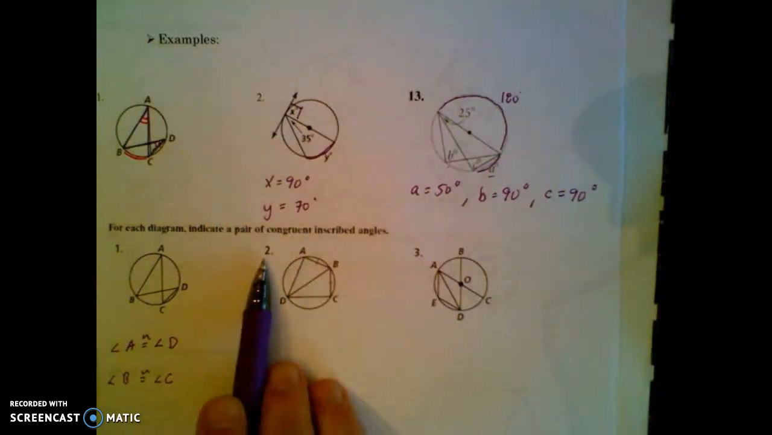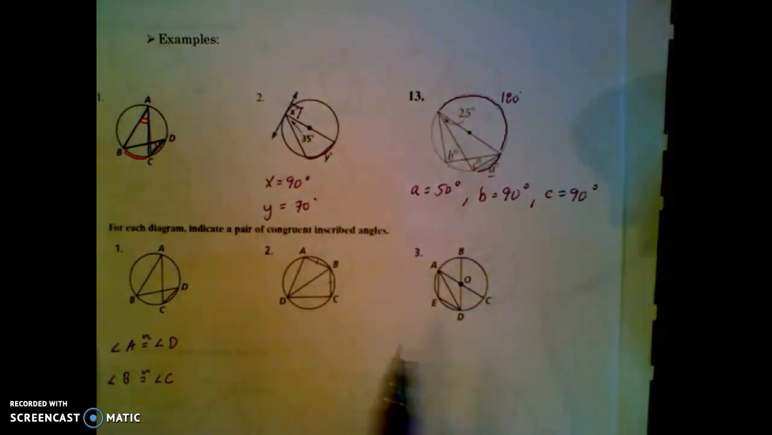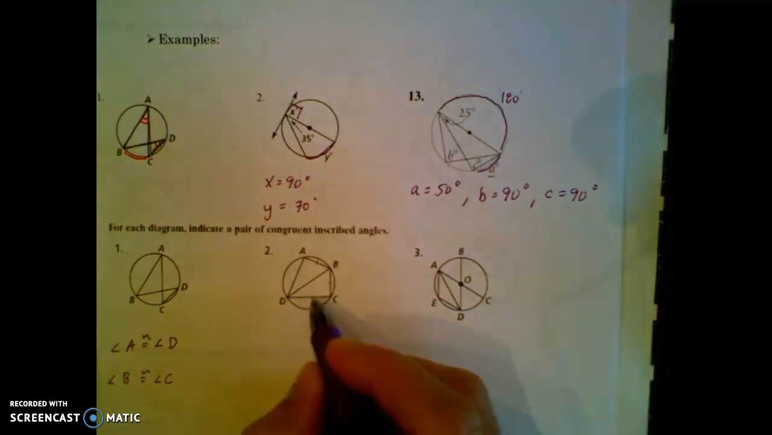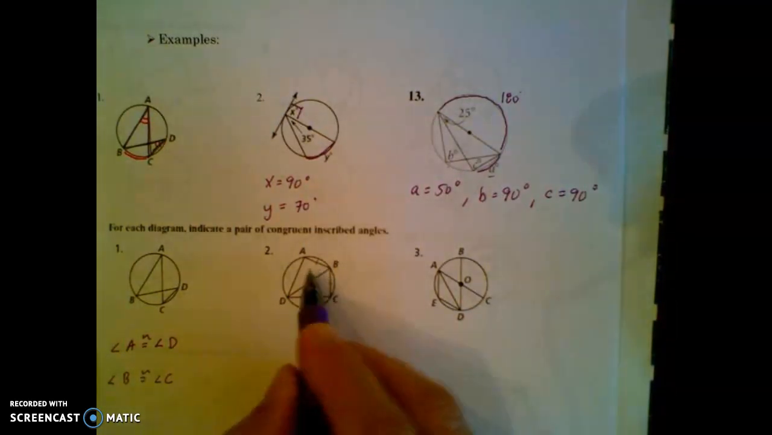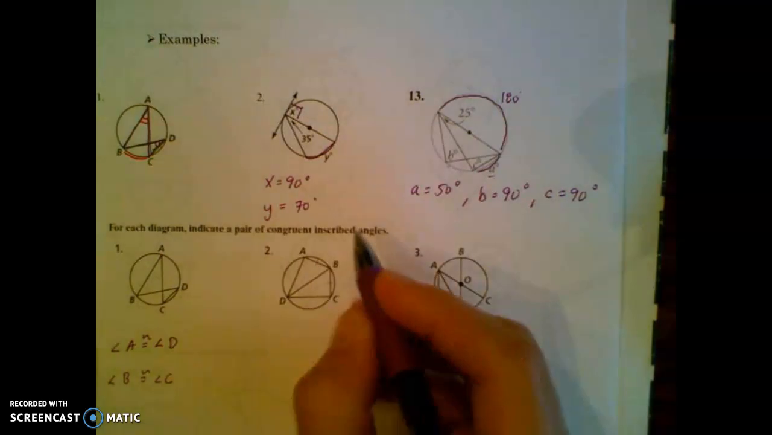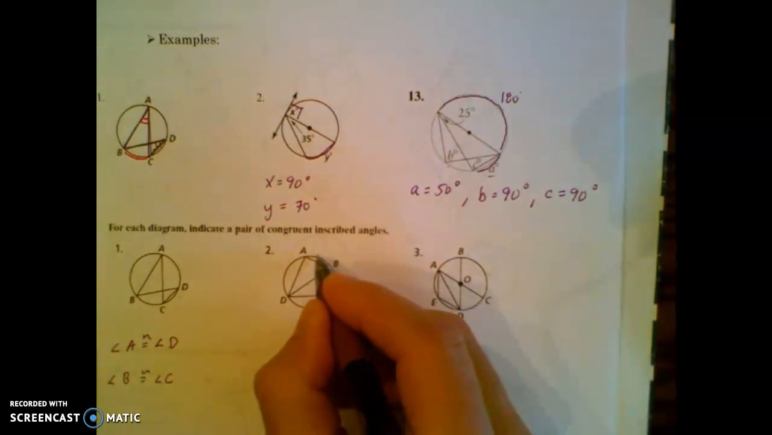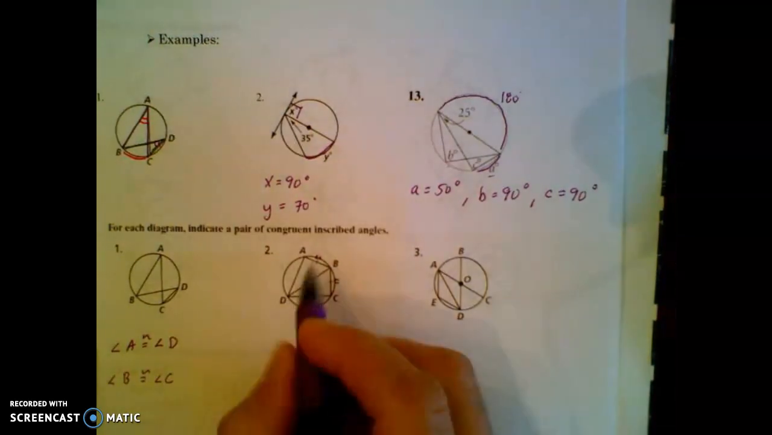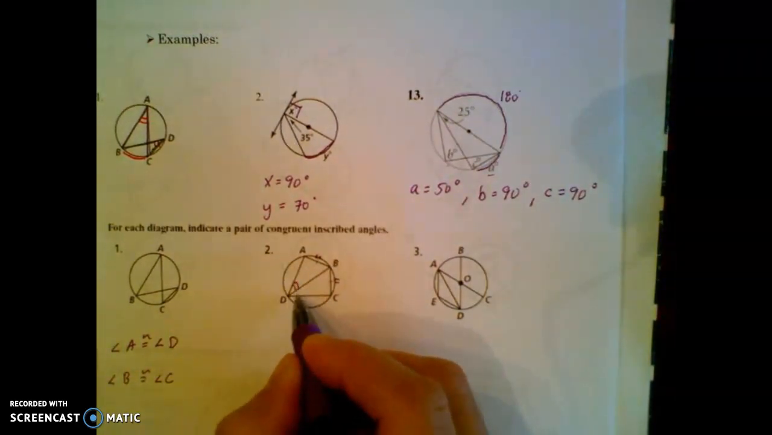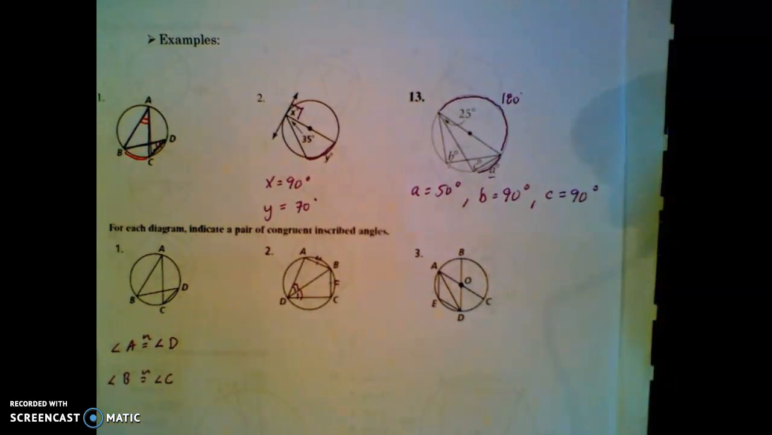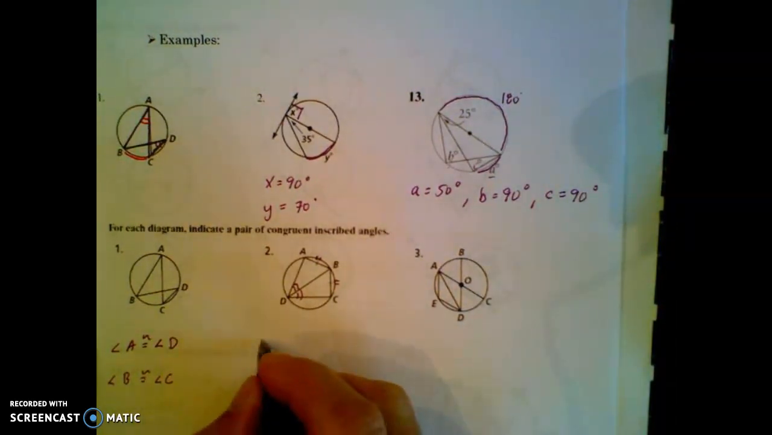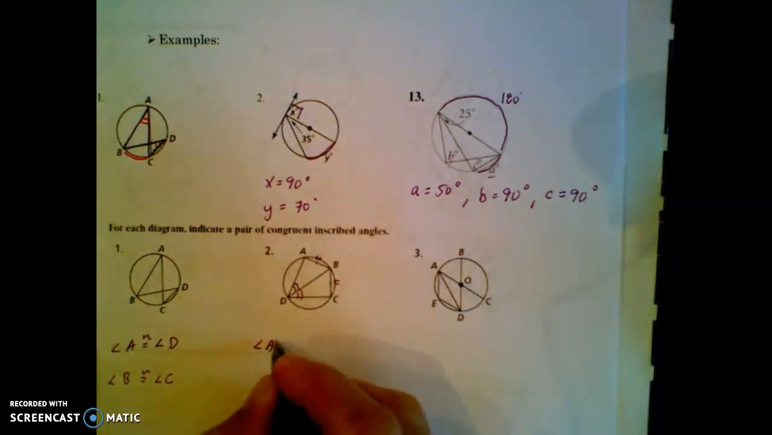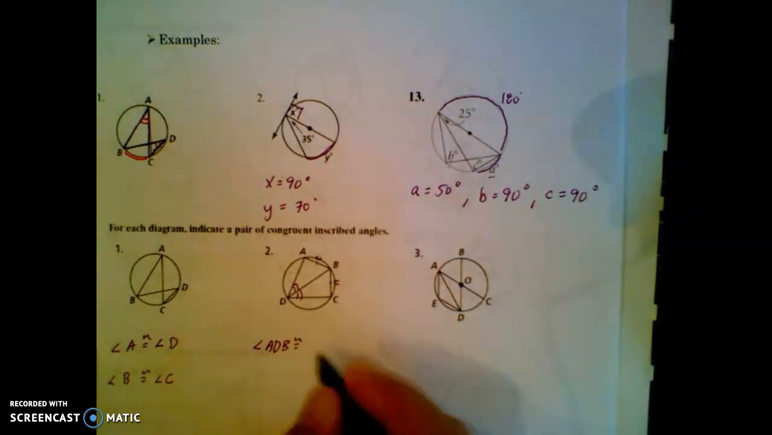Down here, indicate a pair of congruent inscribed angles. So again, these chords are congruent. Congruent chords also make congruent arcs, so these arcs would be congruent. Since they make congruent arcs, these angles here would have to be the same. So I would say that angle ADB is congruent to angle CDB.